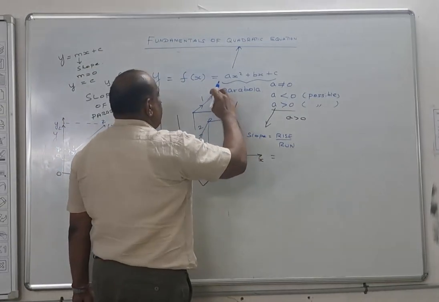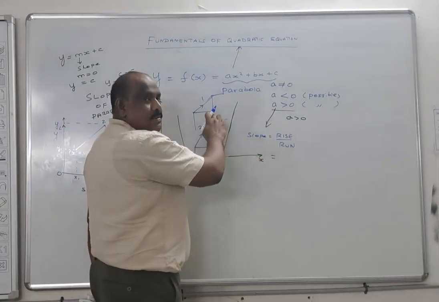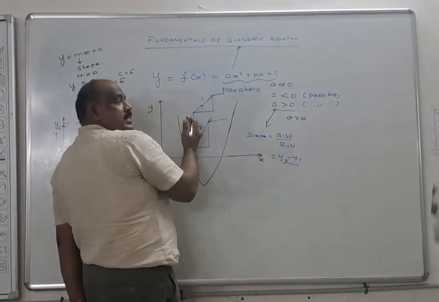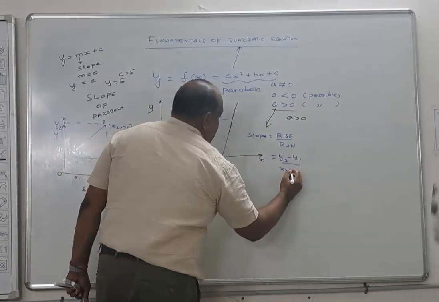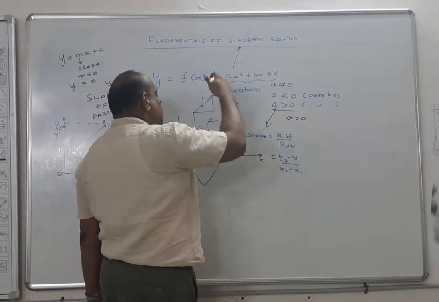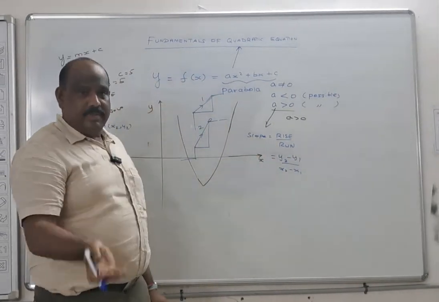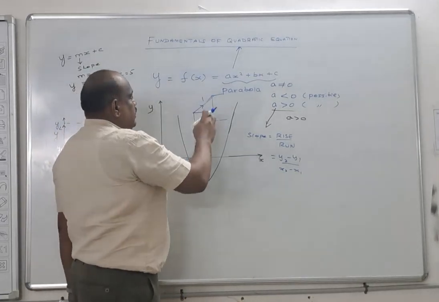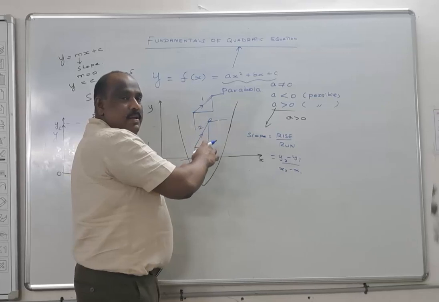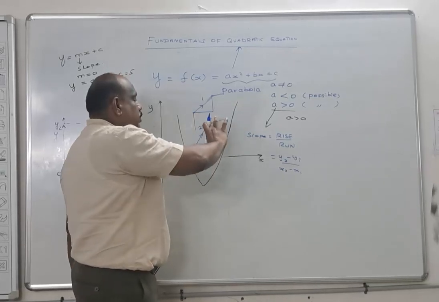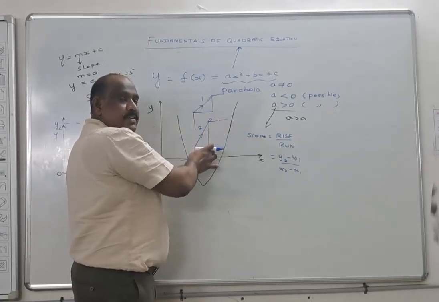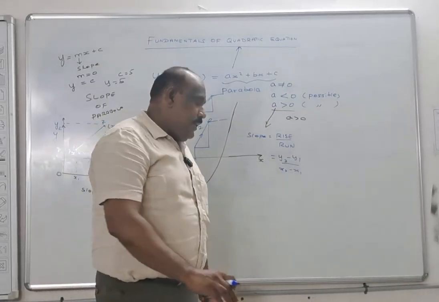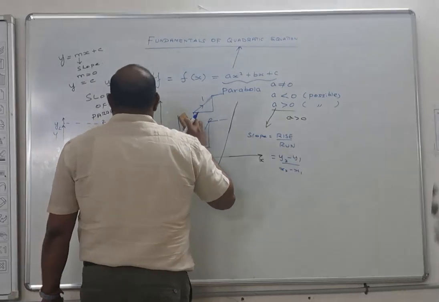What is the rise? It is y2 minus y1. What is run? x2 minus x1. So if y2 minus y1 is more than x2 minus x1, the slope will be more. That is the logic. For case 1, my slope is lesser, whereas for case 2, my slope is more, because here y2 minus y1 is more compared to x2 minus x1. So the formula is rise by run. Okay, fine.